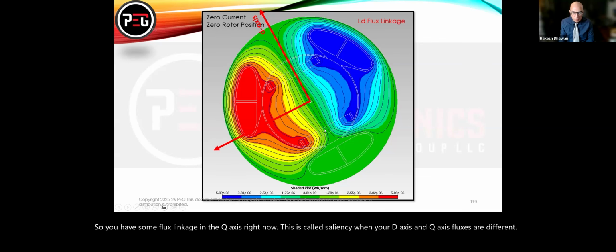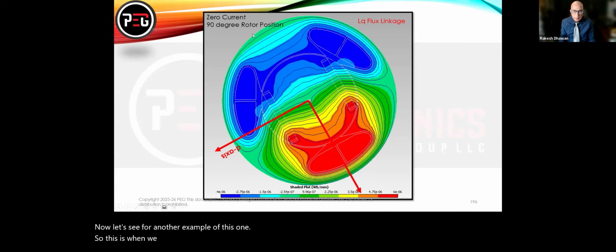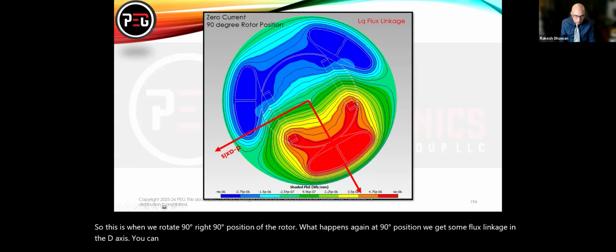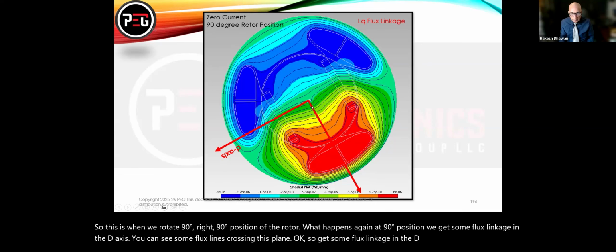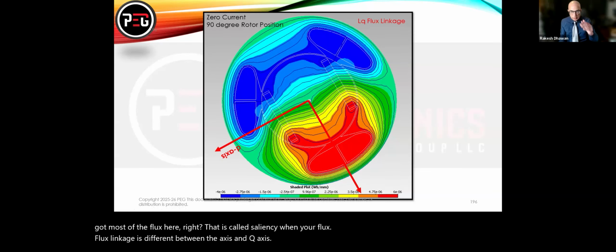Now, let's see another example of this. This is when we rotate 90 degrees, right? At the 90-degree position of the rotor, what happens? Again, we get some flux linkage in the d-axis. You can see some flux lines crossing this plane, okay? Still, the q-axis has most of the flux here, right? That is called saliency, when your flux linkage is different between the d-axis and q-axis. And that's what leads to different LD and LQ. That's what leads to reluctance torque. Let's look at that here.